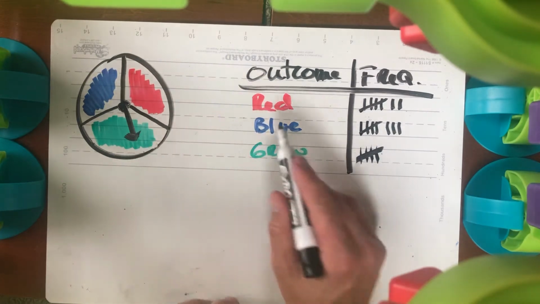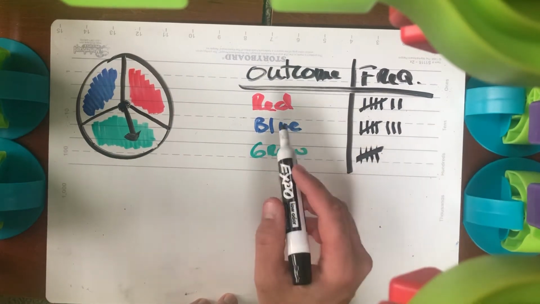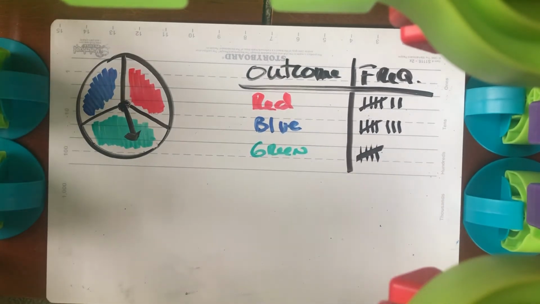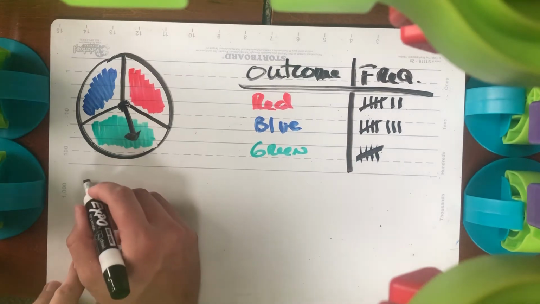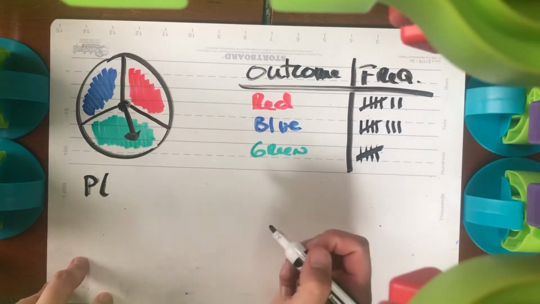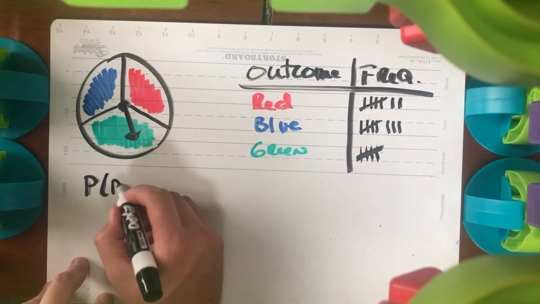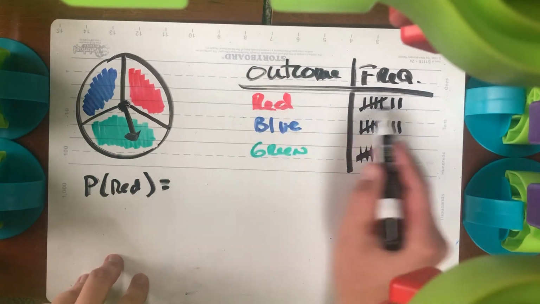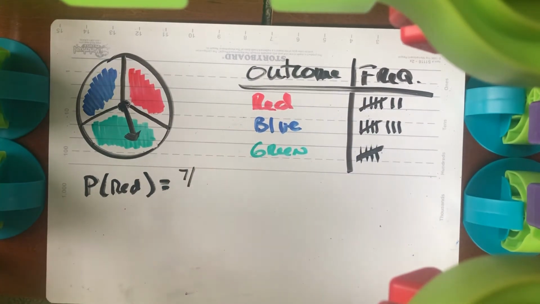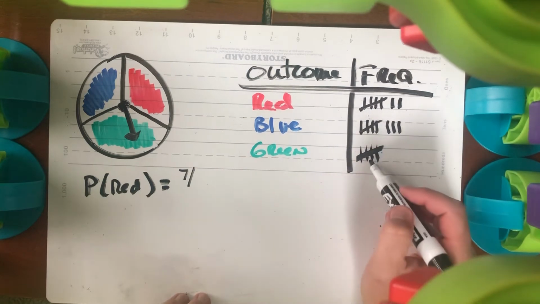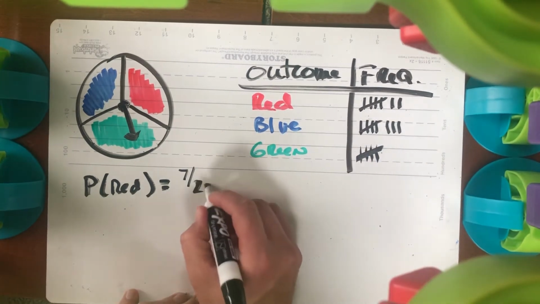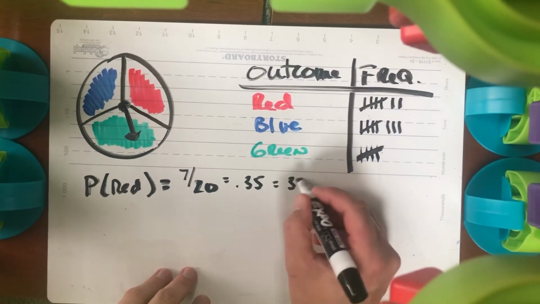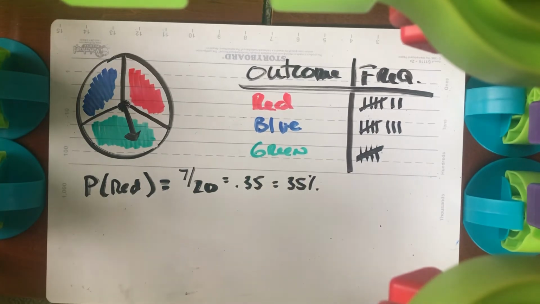When I did this 20 times, red came up 7, blue came up 8 times, and green came up only 5 times. How do we find the experimental probability? Well, what's the probability that the spinner landed on red? So we write P of red. And remember, probability is favorable outcomes. In this experiment, it happened 7 times. Out of how many total times? 5, 10, 15, 18, 20. So that's 7/20ths, which is 0.35 or 35%. Any one of these is acceptable.